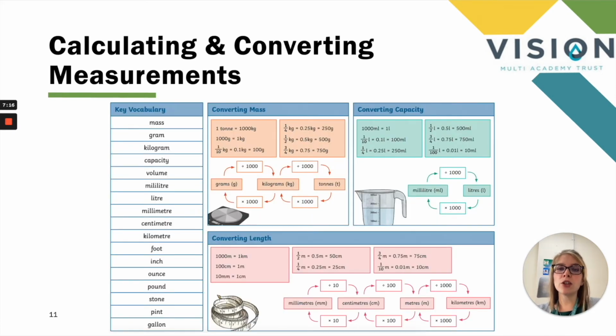So again, converting and calculating measurements, it's really important that children know the multiplication and division process here. So in the maths, we've included that 1 tonne is 1,000 kilograms, and we know that 1 kilogram is worth 1,000 grams. So it's important that every time we step up the amount of mass that we are looking at, we reaffirm the multiplication and division to convert between the two. And if you look down the left, there's lots and lots of key vocabulary in there. So mass, gram, milliliter, kilometre, foot, inch, ounce, gallon, and all this key vocabulary that we'll be using in our lessons.